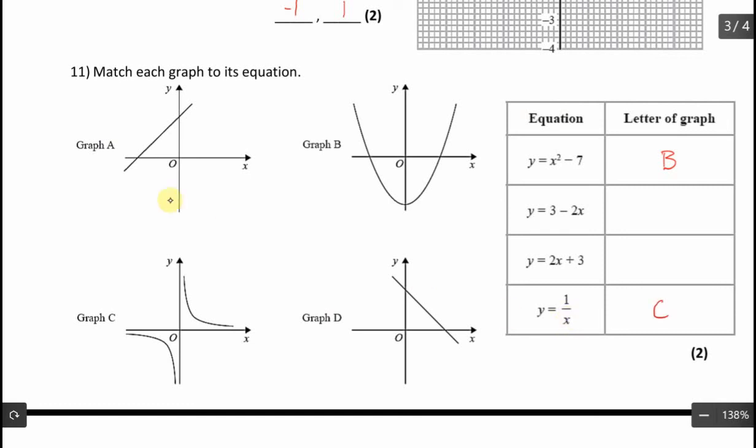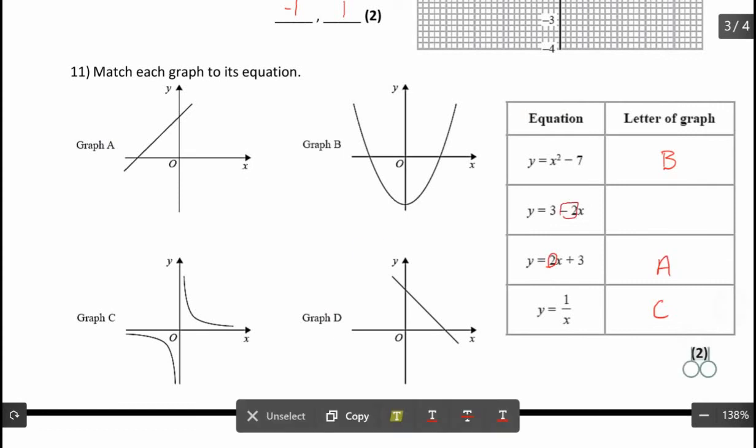And the last two, I've got a positive gradient, linear, and a negative gradient. So I'm just looking at the number in front of x. On the third one down it's positive, so that needs to be graph A, and on this one it's a -2, the gradient, so that must be graph D.